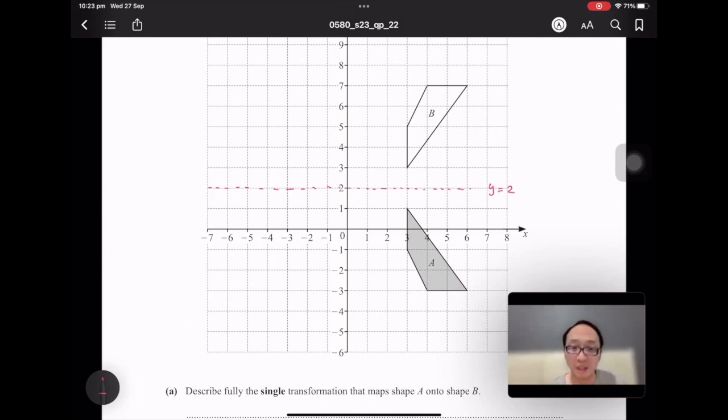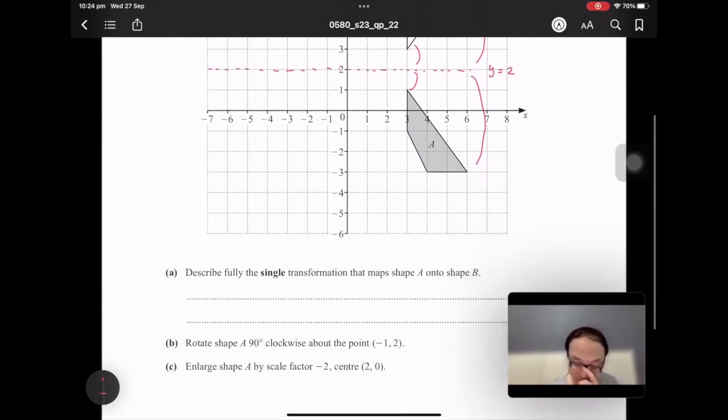The mirror should be at an equal distance from the object and the image. So this is 1, this is 1. This is 5, and this is 5. So this is a reflection by the line y equals 2.